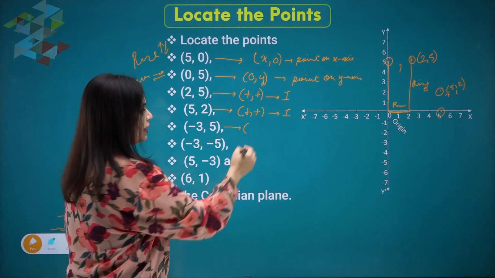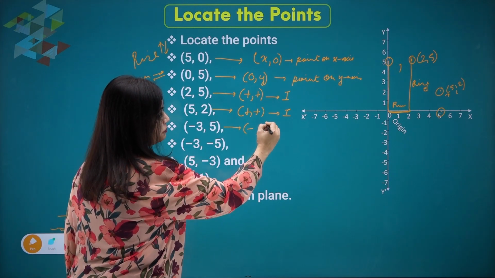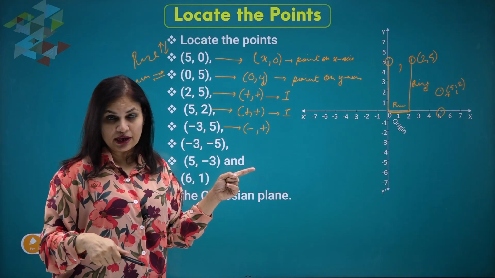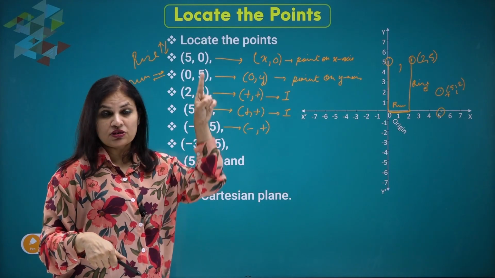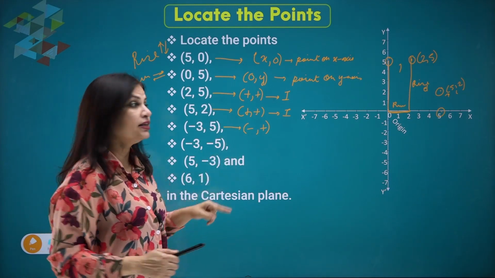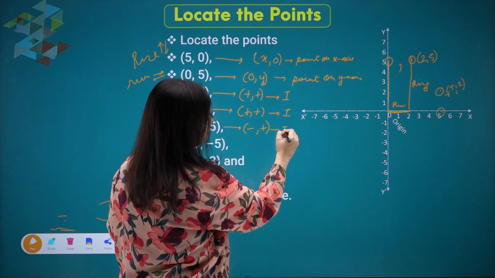Minus 3, 5: x is negative, y is positive. Where is x negative? X is negative on the left side. And where is y positive? Y is positive upwards. So, obviously, this point must lie in the second quadrant.